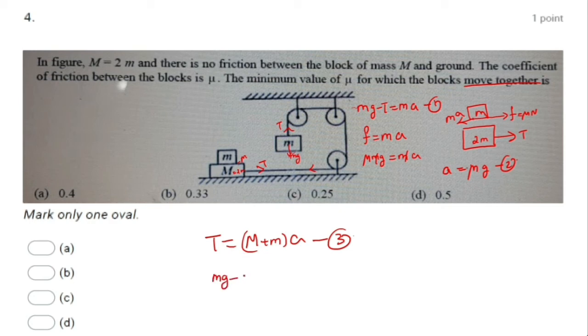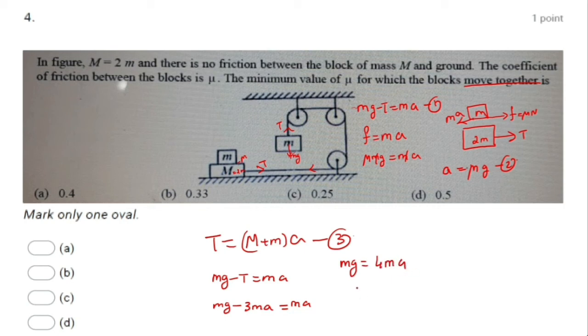mg minus tension is equal to ma. That is equation number 1, right? Now we are going to substitute the value. That is equal to mg minus tension. Tension is equal to what? M plus m into a. M means 2m, no? So we can write here what? 3ma is equal to ma. That is mg is equal to 4ma.